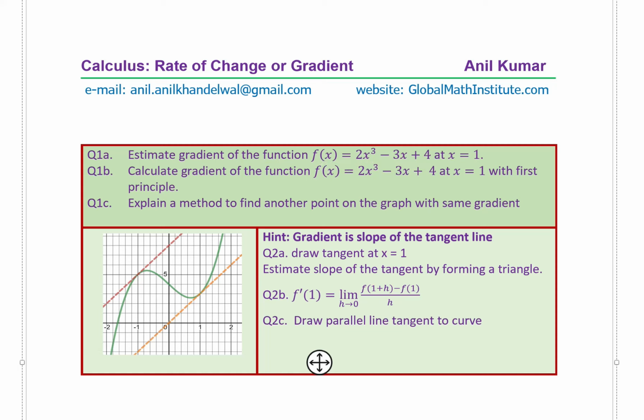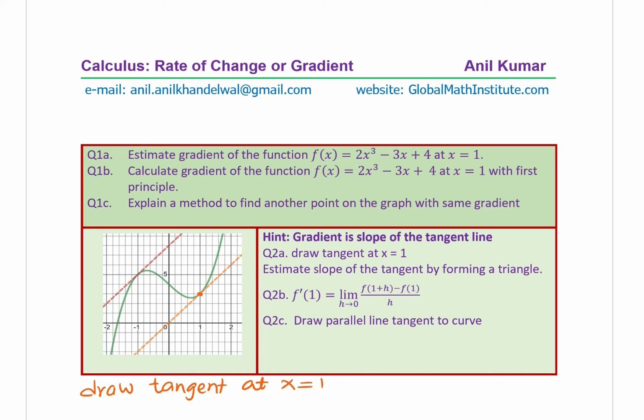Now let's look into the very first question, which is estimate the gradient of this function at x equals 1. So at x equals 1, we have shown a line here. That's the point at which we want to find the gradient. So you'll draw a tangent line. So the step here is to draw a tangent line at x equals 1. So that is what is done here. This is the tangent line at x equals 1.